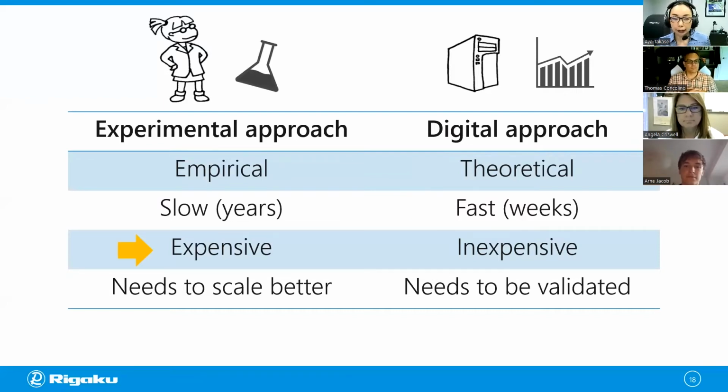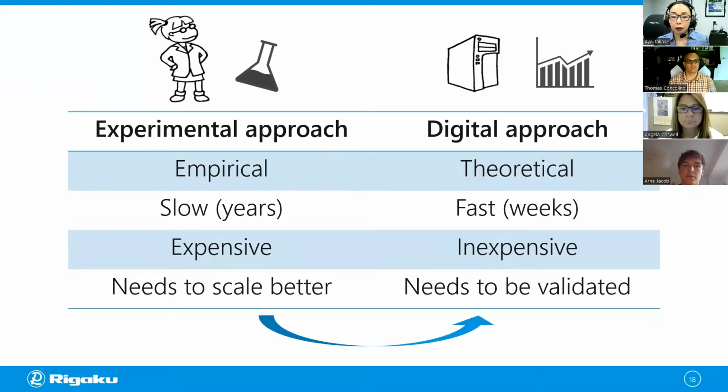The experimental approach tends to be more expensive compared to the digital approach, but I'm not necessarily trying to say that the digital approach is fundamentally better than the experimental approach, because when you do everything with experiments, you probably need to find a way to scale it better, do it faster and cheaper. But the digital approach, which is fast and inexpensive, also needs some validation from experiments. You can't blindly just trust the simulations.